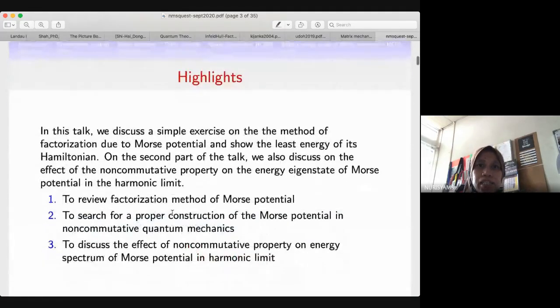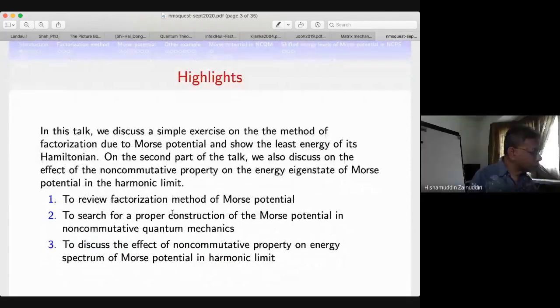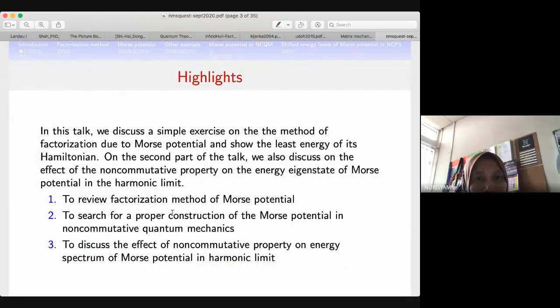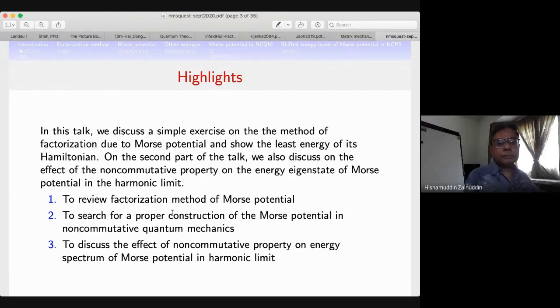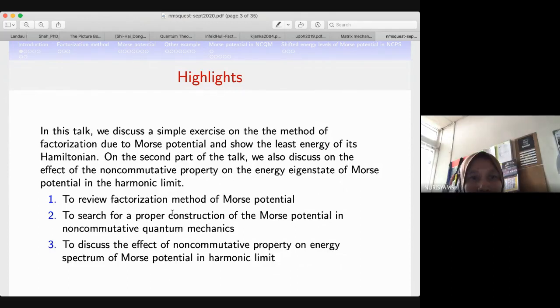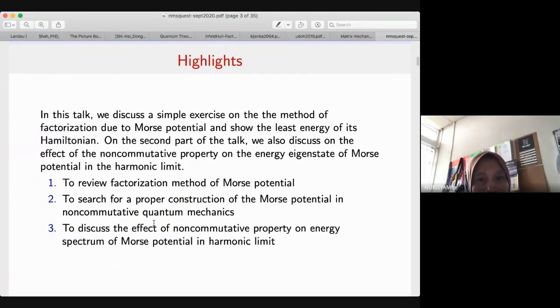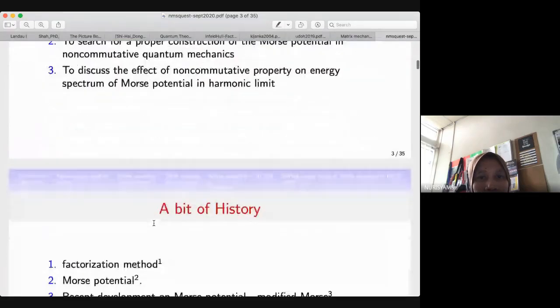For the highlights, as I posted in the announcement, we are going to discuss a simple exercise on the method of factorization for the Morse potential and show the least energy of its Hamiltonian. In the second part of the talk, we're going to look at the effect of the non-commutative property on the energy eigenstates of Morse potentials, specifically in the harmonic limit. Why I'm also going to discuss the second part is because we're going to use all this algebraic form. The specific highlights are given in the following, 1, 2, and 3.